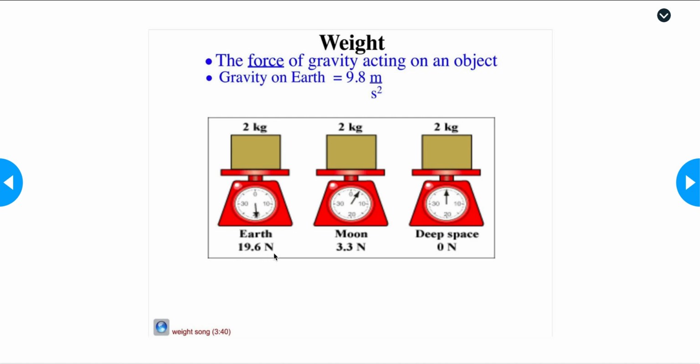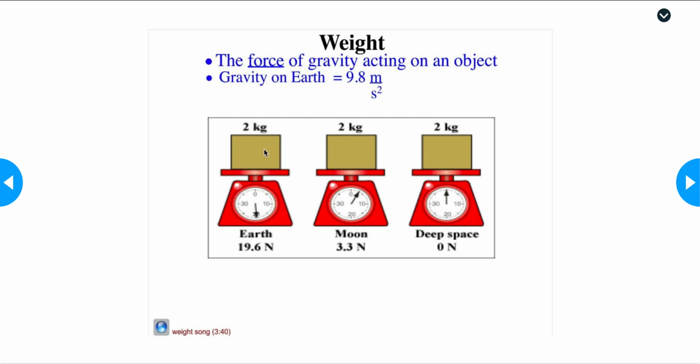That's because we just learned force equals mass times acceleration. The mass is 2 kilograms, and the acceleration of gravity is 9.8 meters per second squared. If we multiply those two together, we get the force of gravity, or the weight. So on Earth, this 2 kilogram block would have a weight of 19.6 newtons.